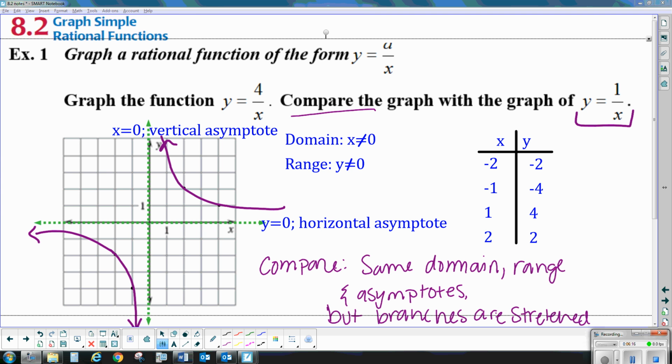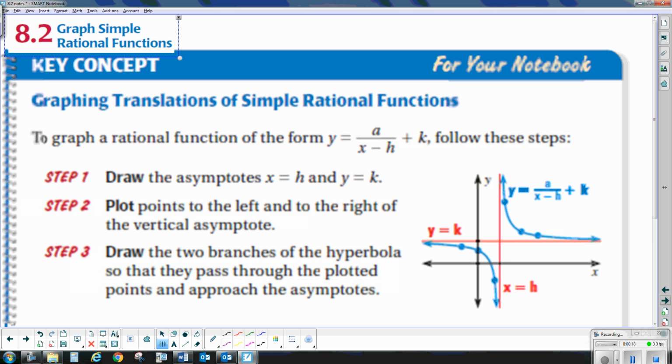All right, now let's look at the next example. If you're following along in your note sheets, there's this key concept, and this key concept graphs translations of simple rational functions. And here is your expanded rational function form, y equals a over x minus h plus k.